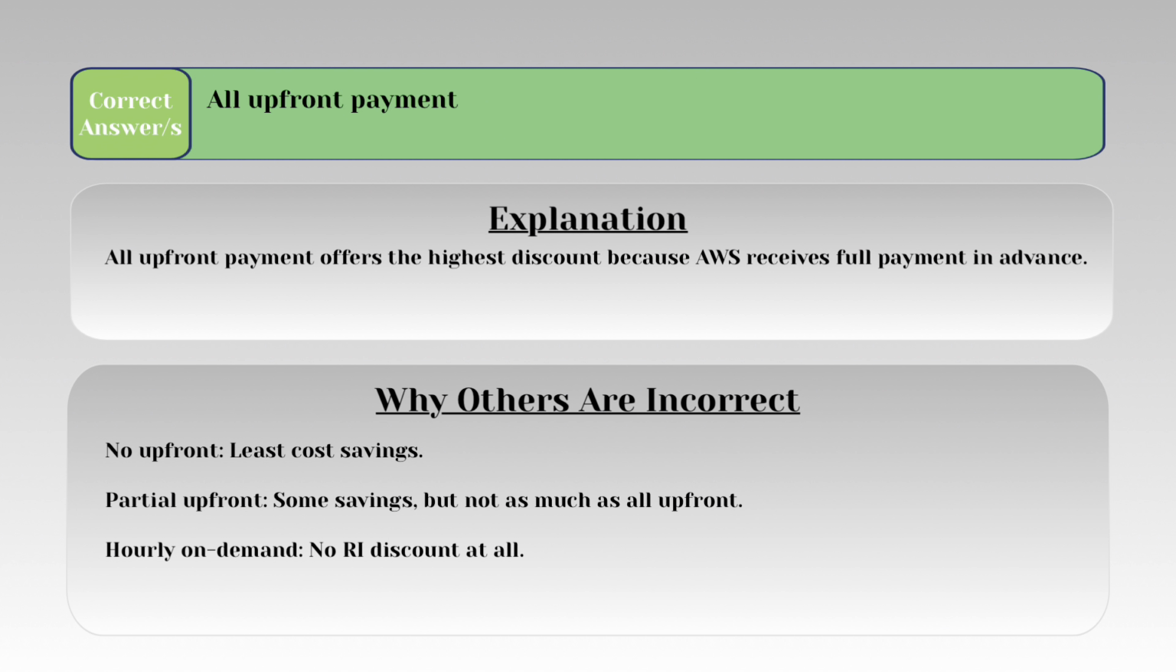Why others are incorrect: no upfront gives the least cost savings. Partial upfront gives some savings, but not as much as all upfront. Hourly on demand has no RI discount at all.